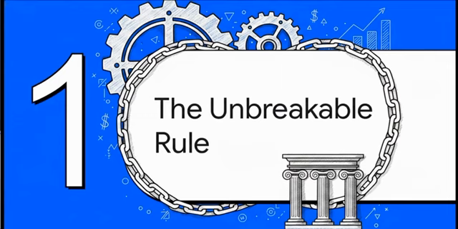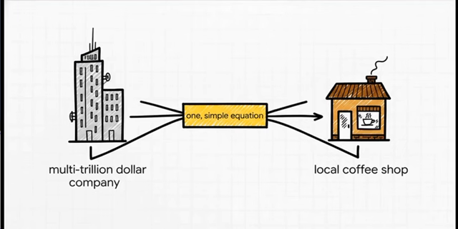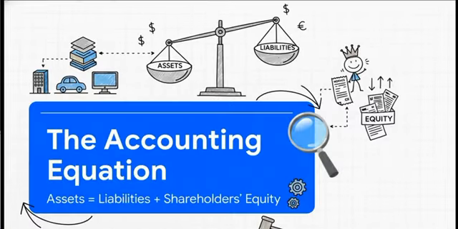Okay, so this whole thing, this financial snapshot, it's all built on one single, rock-solid idea. It's a rule that can't be broken, and it's the key to understanding everything else we're about to look at. It doesn't matter if we're talking about a trillion-dollar behemoth or your favorite corner cafe. Every single number, every line item, it all boils down to one beautiful and surprisingly simple equation. And there it is. Assets equals liabilities plus shareholders' equity. That's the whole game right there.